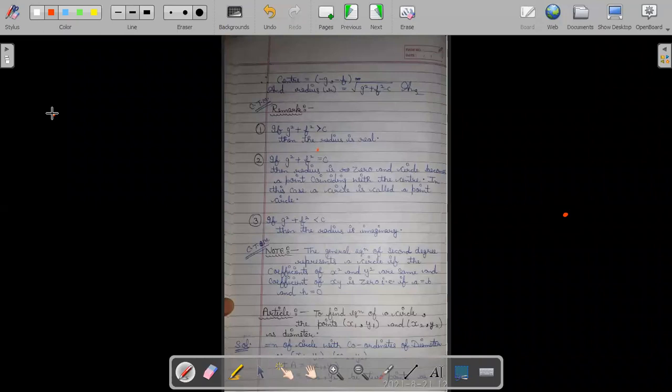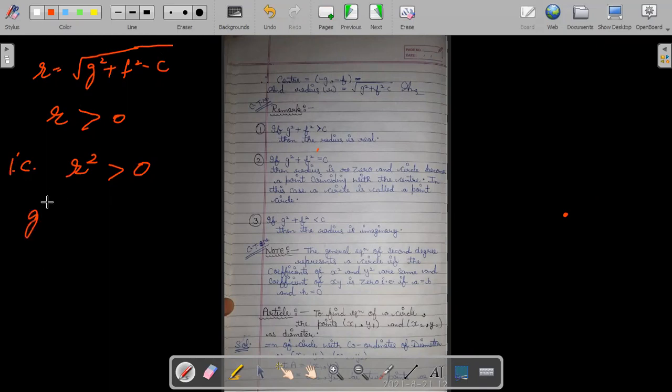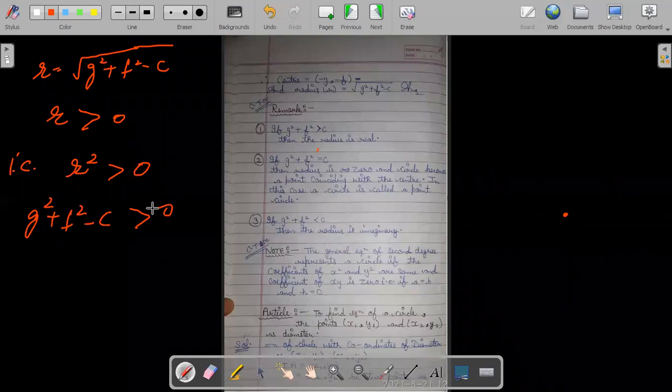So positive का मतलब क्या हो गया? R should be greater than 0, or I can say R square should be greater than 0. What was R? R was nothing but under root of g square plus f square minus c. So R square का मतलब, g square plus f square minus c should be greater than 0. So g square plus f square should be greater than c. You need not learn this.